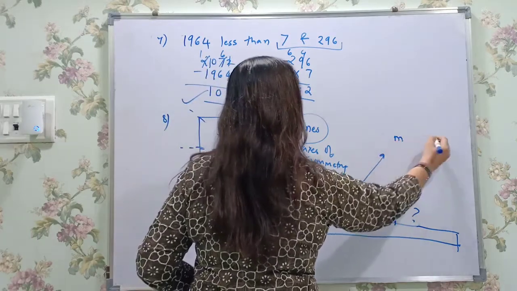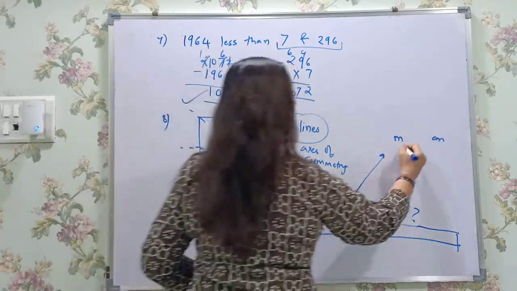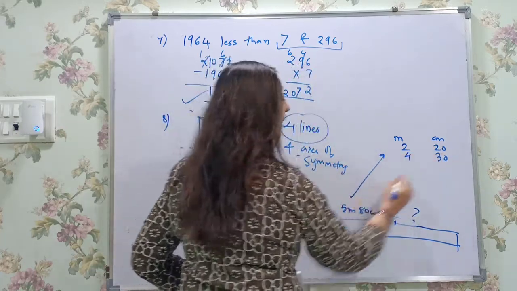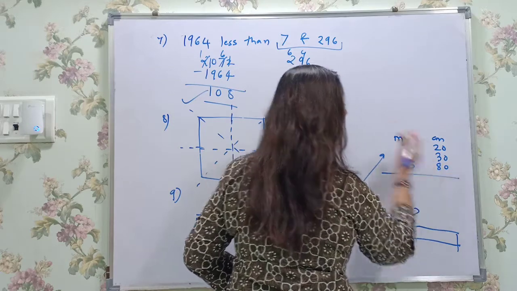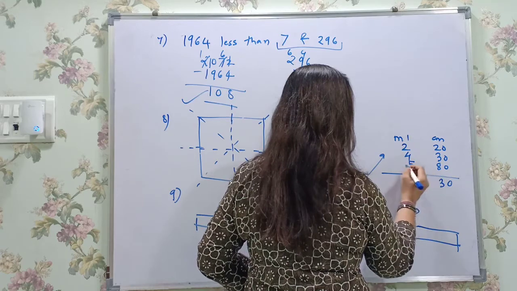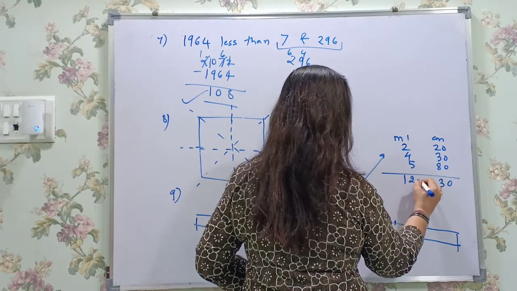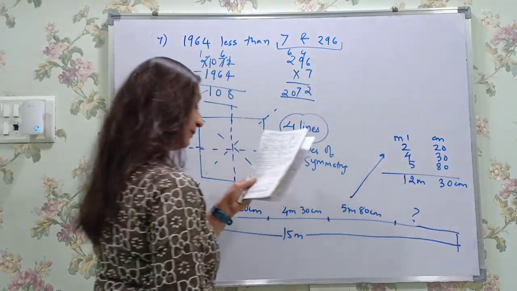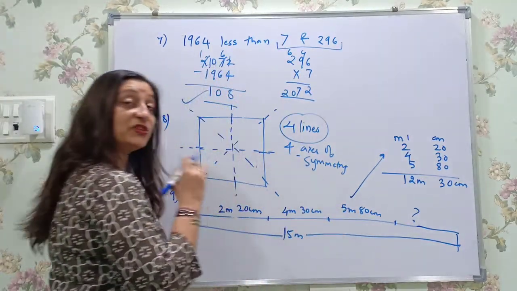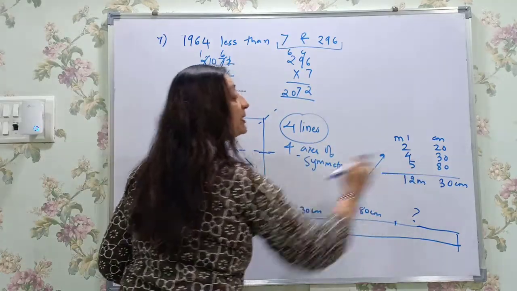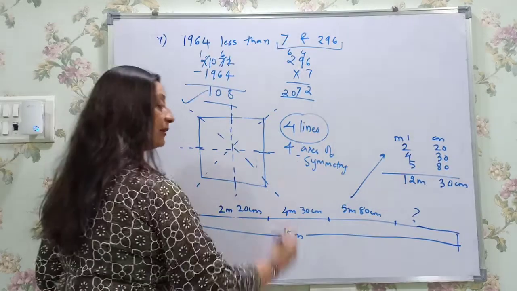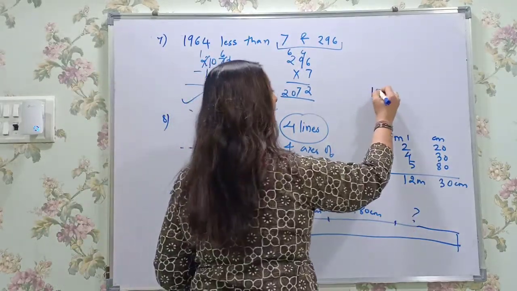How do we add? Meters, centimeters, 220, 430 and 580. Okay? So what is the answer? 12 meters 30 centimeters. Isn't it? So when I add the parts which I have cut, the addition of that is 12 meters 30 centimeters and total length of the rope is 15 meters.